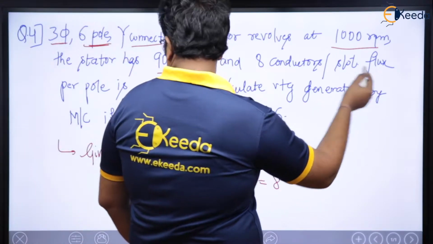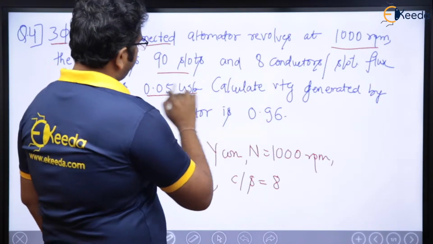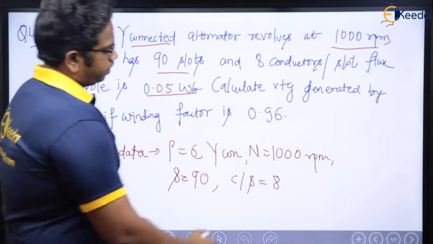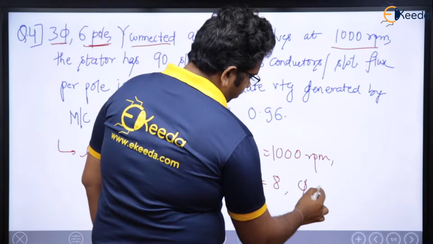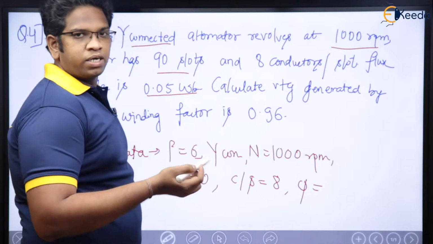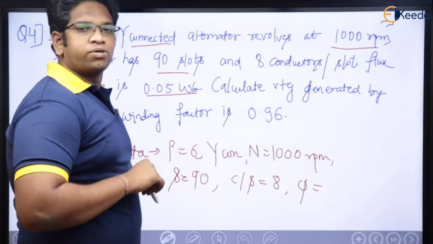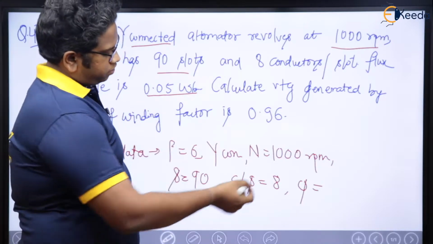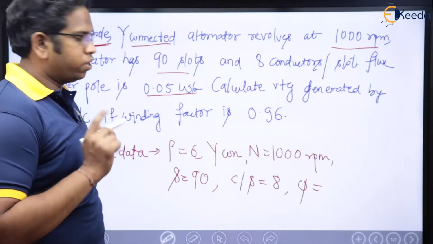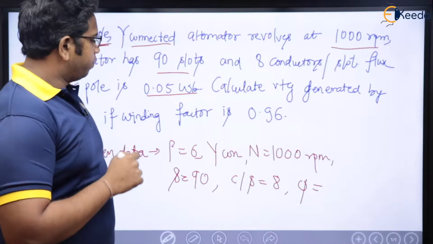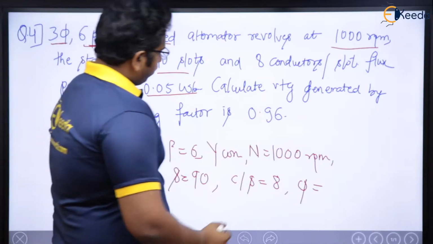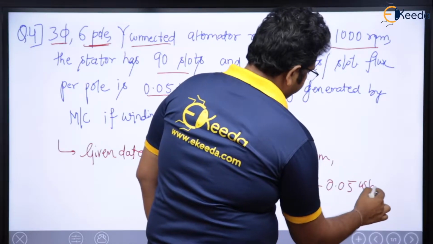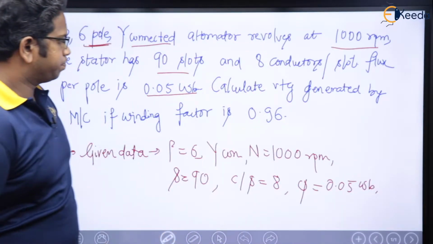Then here, what is there? Flux per pole. Flux per pole is 0.05 Weber, which means average flux per pole. So it is going to be flux phi. For a rotating machine it is average flux. In case of a transformer, it is going to be maximum flux. And in case of rotating machines, this flux is always going to be average flux. Already we have discussed it. This is flux phi, and the value given is 0.05 Weber.